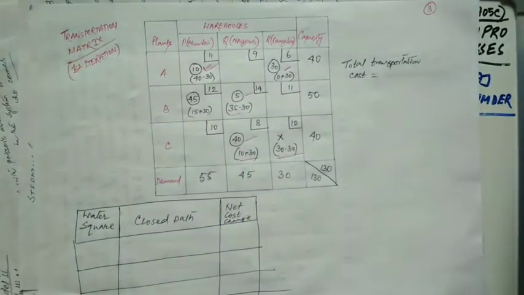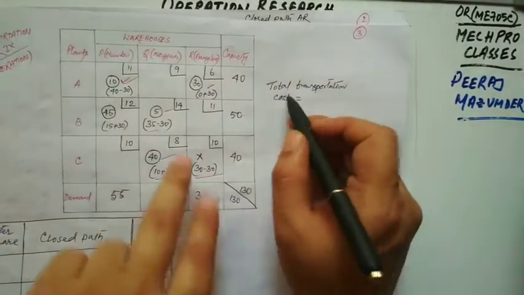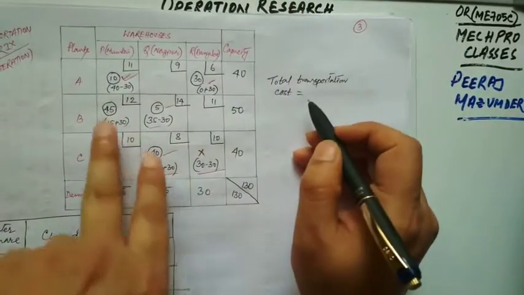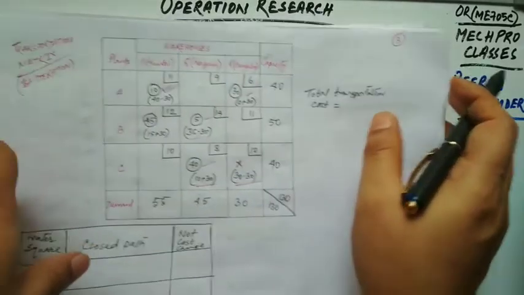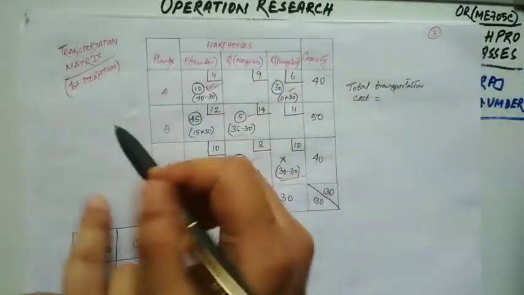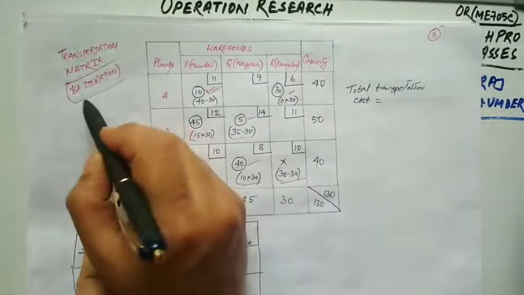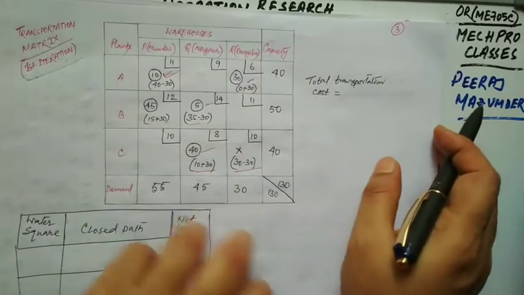Okay, so in order to calculate the total transportation cost, the same rule applies over here also after applying the stepping stone, or you can say this is the first iteration table. I have written it over here. This is the transportation matrix, and this is the first iteration. After the first iteration we have to again calculate the total transportation cost.